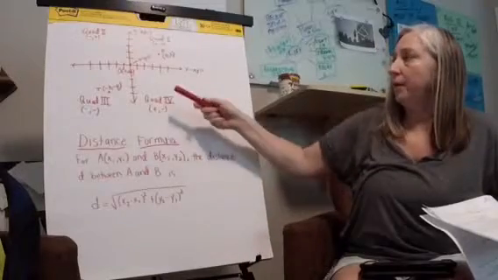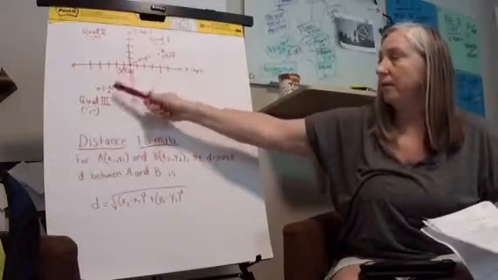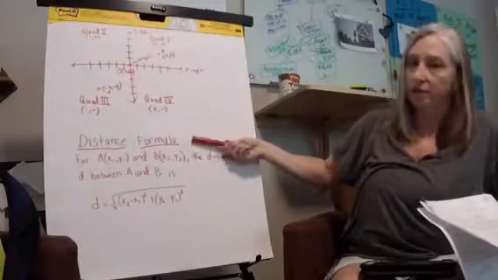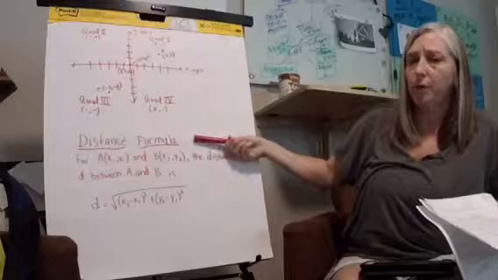But if we have 2 points like this, R and T, where they're not lying on a vertical or a horizontal line, then we need to use the distance formula. You're going to need to memorize this.